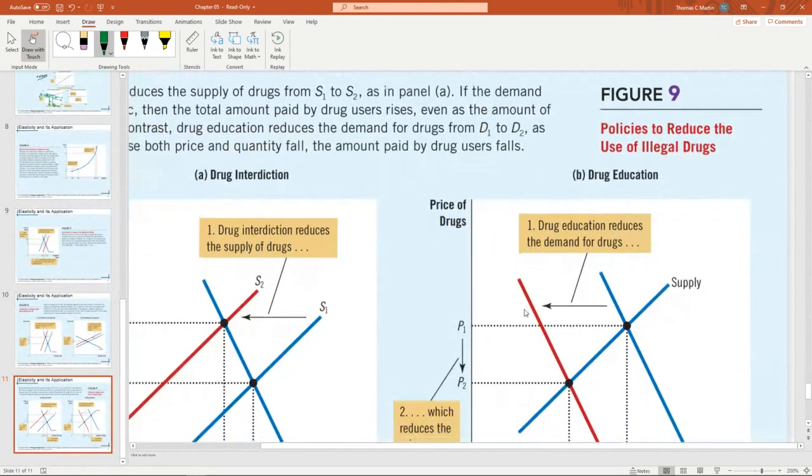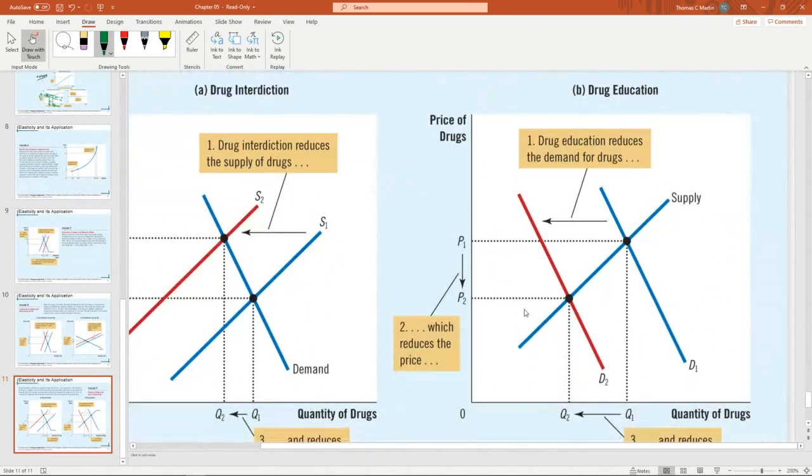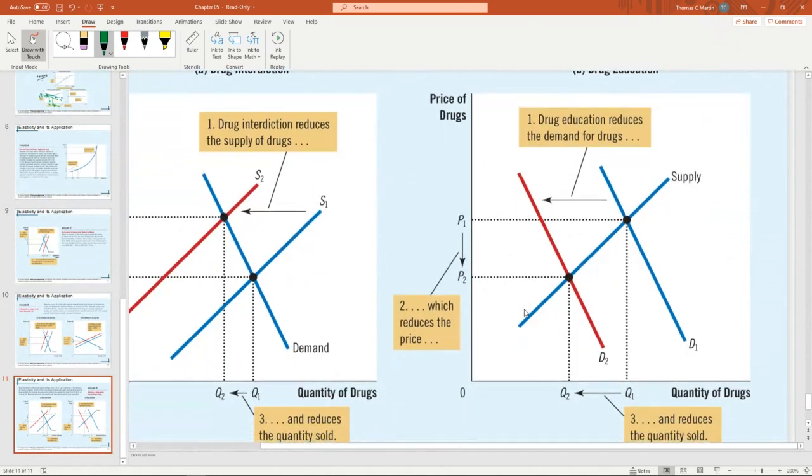Here they're dealing with the war on drugs, and the two graphs that they use, because there's two options. You can go after the dealers and arrest all the dealers and throw them in jail.